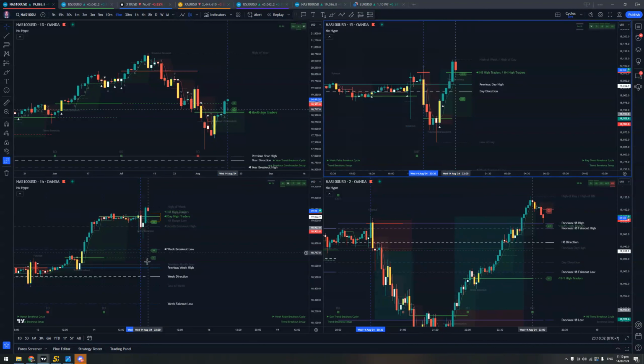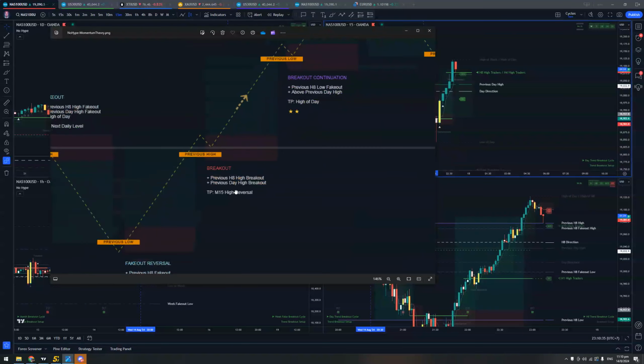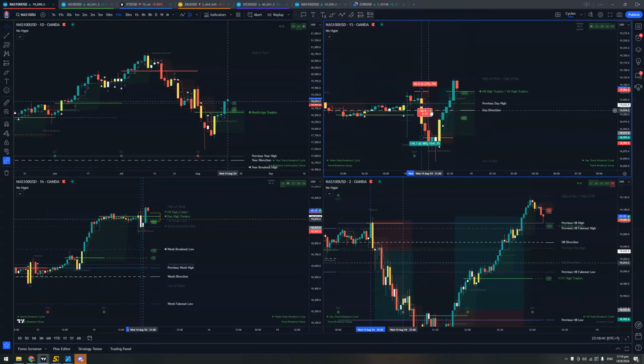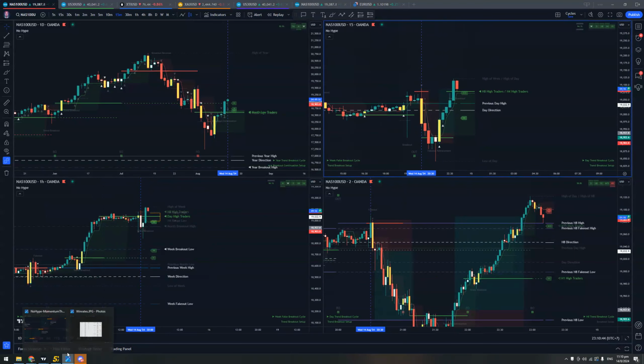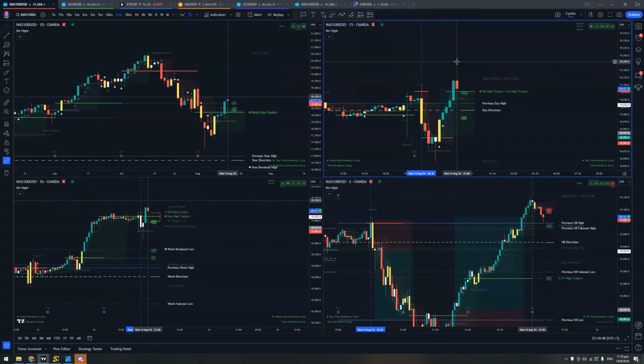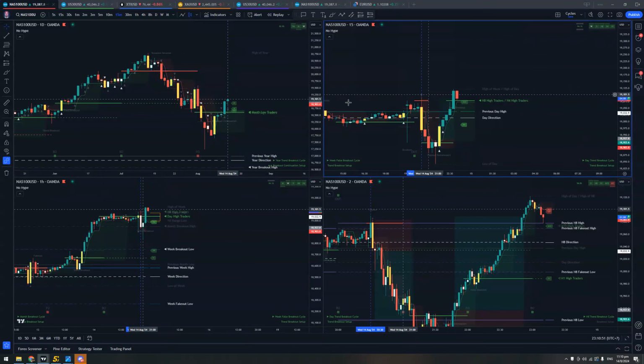breakout and a previous H8 high breakout. Again, previous day high breakout, previous H8 high breakout. I'm in a breakout cycle on the daily right now. And so the TP for me with that is a M15 high reversal. I'm basically looking for an M15 bearish breakout bar to exit my position.